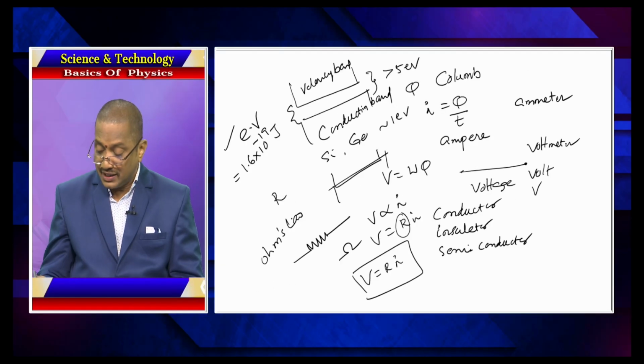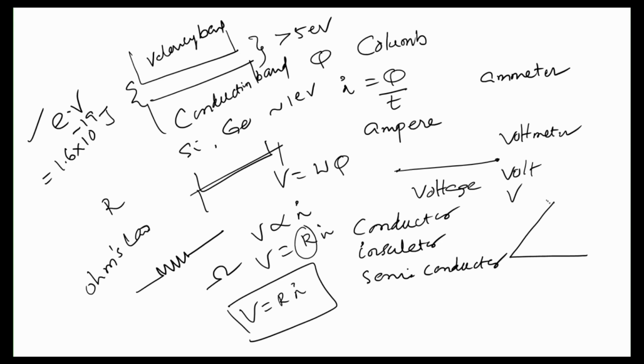We can also draw a triangle. Say this is V, this one is R, and this one is I. You can say multiplication: V is equal to R into I, R is equal to V by I, and I is equal to V by R. Is it clear?